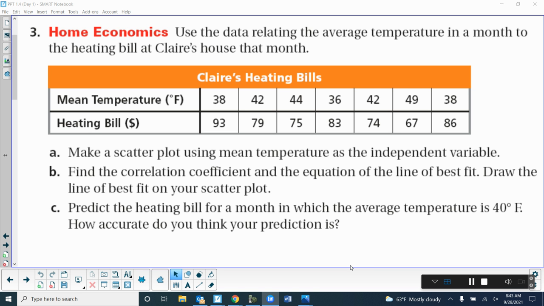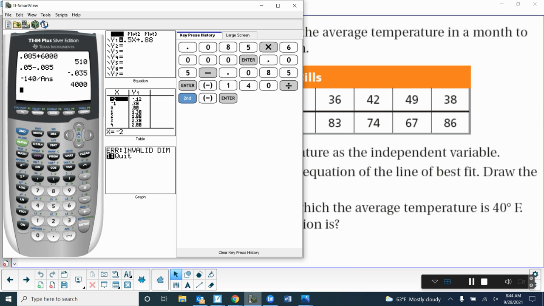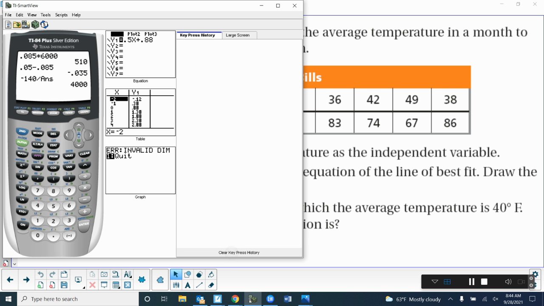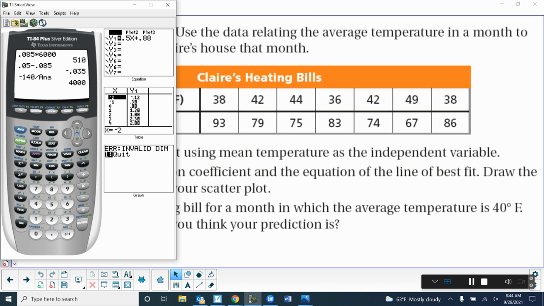So going to my calculator, I need to put in my list. I want to get rid of this so I've got more room. All right. So how do I get to my list? Anybody? Stat, enter, right? Now I have my list cleared. So the top row is our X.